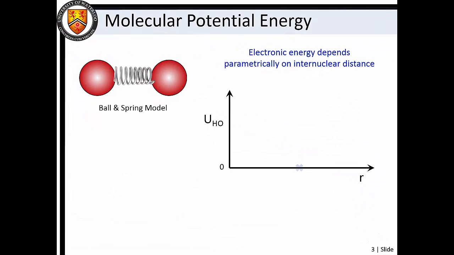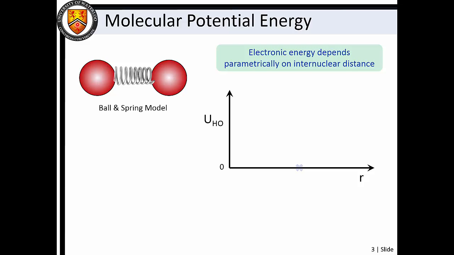Well, what about molecular systems, you might ask? It turns out that the electronic energy depends parametrically on the internuclear distance, at least within the Born-Oppenheimer approximation. This means that we can generate an electronic potential energy surface by calculating the potential energy at all possible geometries of the nuclei. This usually isn't an easy task.